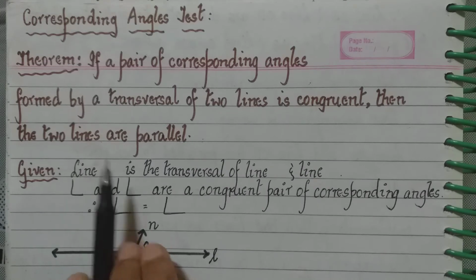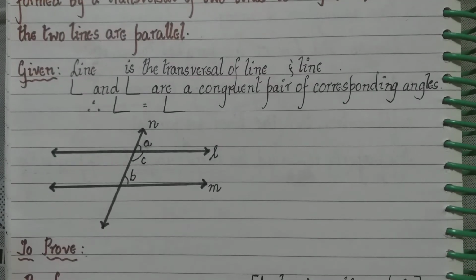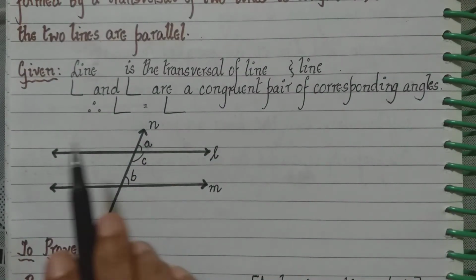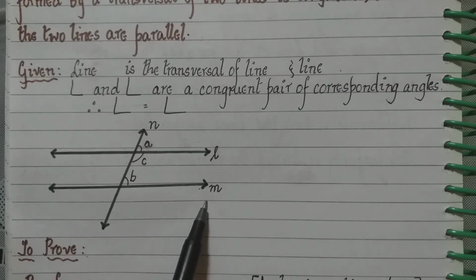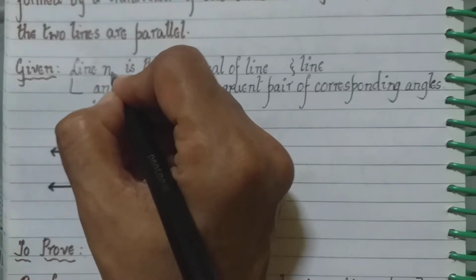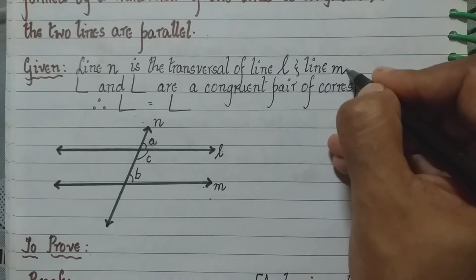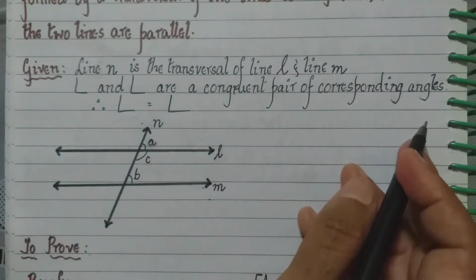Similarly, when we come to the given, the same thing applies. We look at the figure and see which is the transversal of which lines. We see line N is the transversal of these two lines. Which are the lines? Line L and line M. So we write, line N is the transversal of line L and line M. Dash and dash are a congruent pair of corresponding angles.